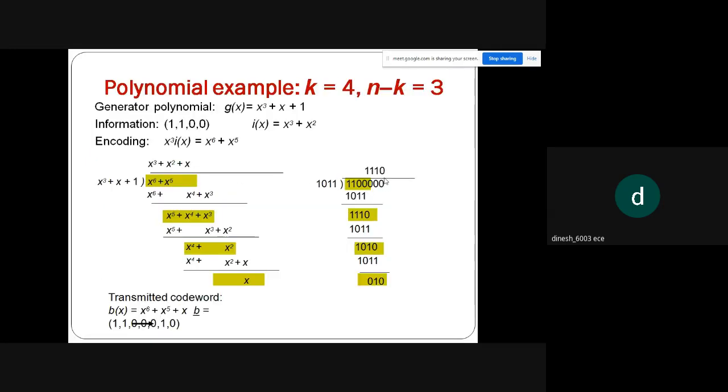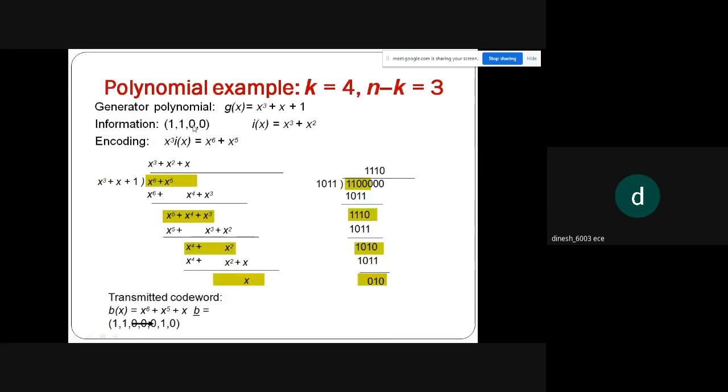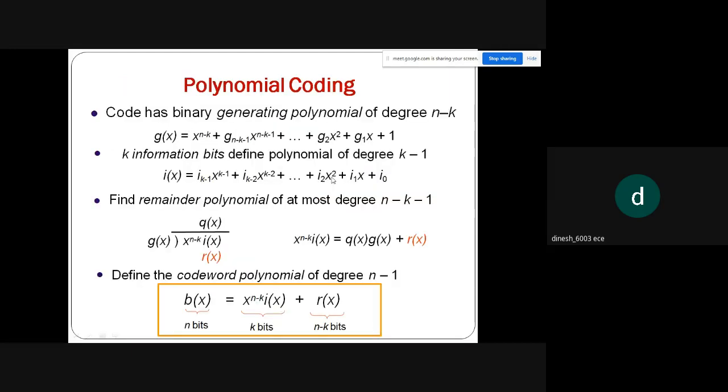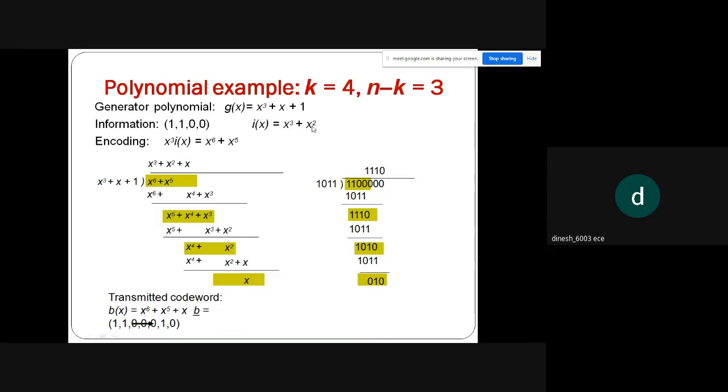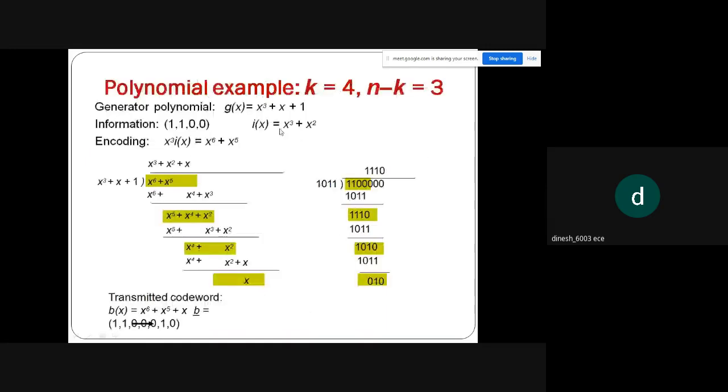In the place of I0, we have 0, so it is 0. In the place of I1 into x, we have 0, so it will become 0. Next we have 1, so here it is I2 x power 2, so 1 into x power 2, so we have x power 2 here. Then I3 x power 3, so I3 is 1, so we get x power 3 plus x power 2. This is your equation of I of x, the information equation.